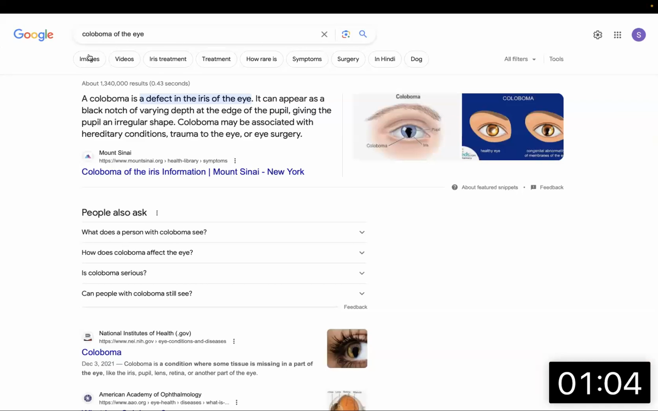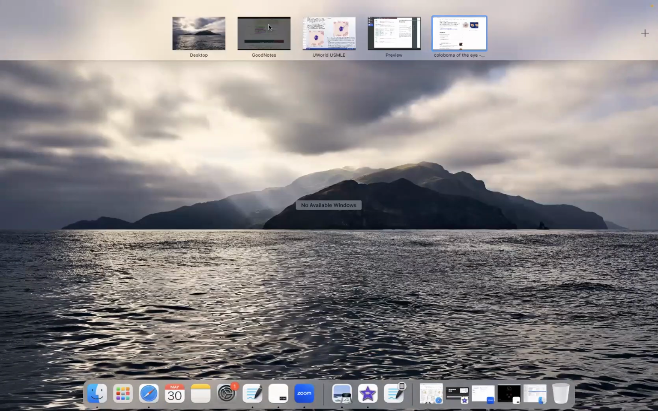Defect in the iris of the eye, in comparison, is a black notch of varying depth at the edge of the pupil, giving the pupil an irregular shape. May be associated with hereditary conditions, trauma to the eye, or surgery. Sorry, you were saying?